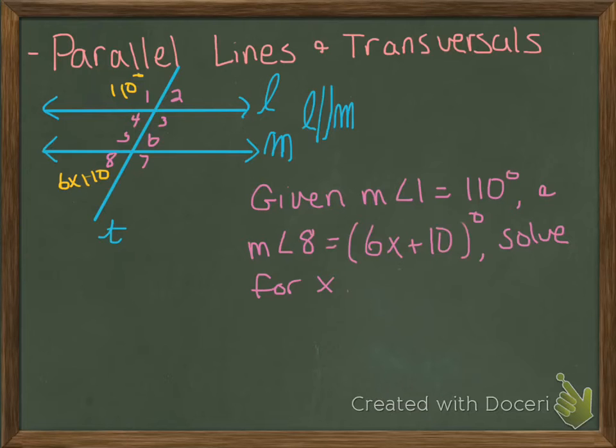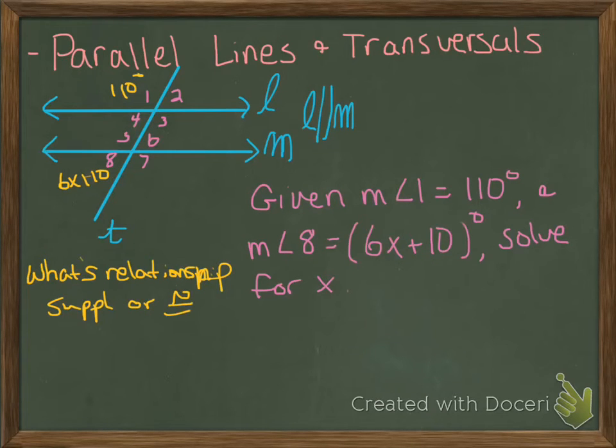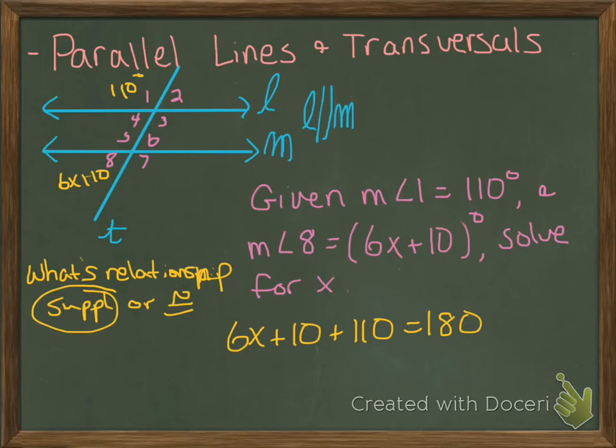So the first question I ask myself is, what's the relationship? Are they supplementary or are they congruent? These are same side exterior angles, and if we have same side exterior angles, we know that they have to be supplementary. That means that I need to add these together and set them equal to 180. So I'm going to have 6x plus 10 plus 110 has to equal 180.